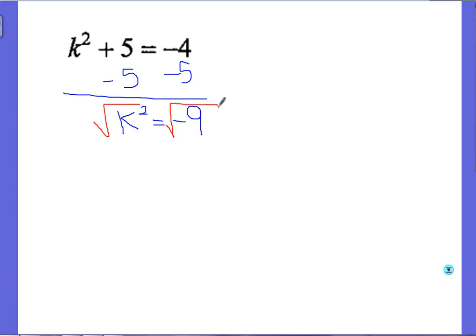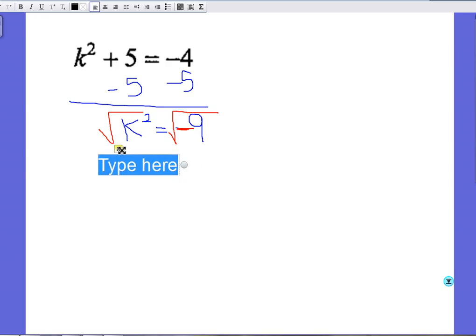Okay, when you get to the step where you're being asked to square root both sides, not before, when you get to the step where you're square rooting both sides, if you have a negative number as a radicand, then you have no real solution to this question. Okay, you cannot take the square root of a negative number. It's not negative 3, it's not positive 3, it's not plus or minus 3.